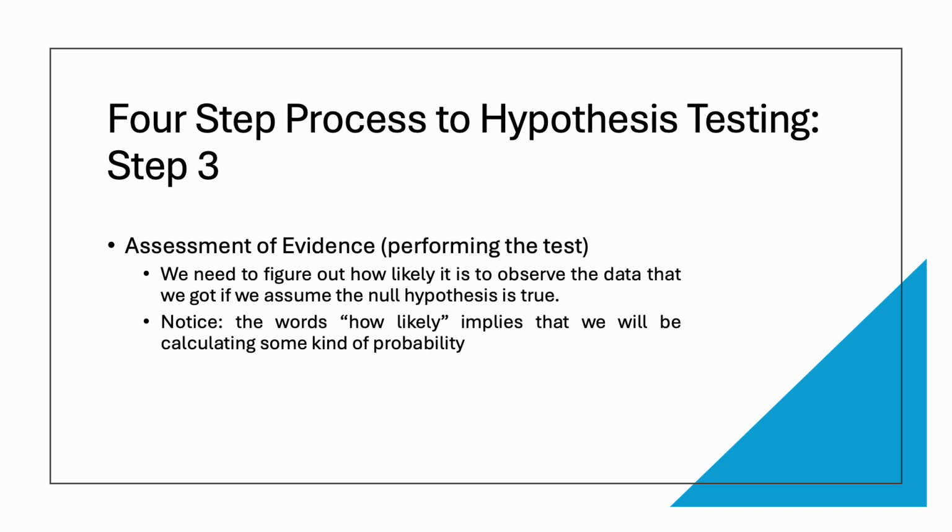The third step of the hypothesis test is to actually perform the hypothesis test. It's to assess the evidence that we have. So what we want to do is figure out how likely it is that we would observe the data that we saw if we assume our null hypothesis is true. So notice how likely implies we're going to calculate probability.